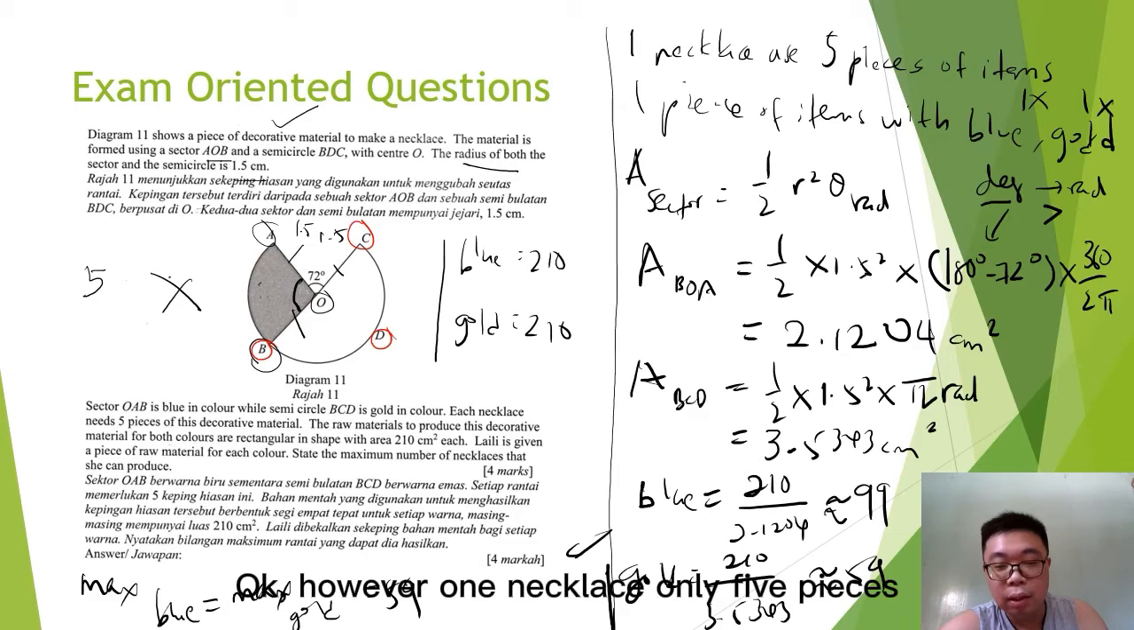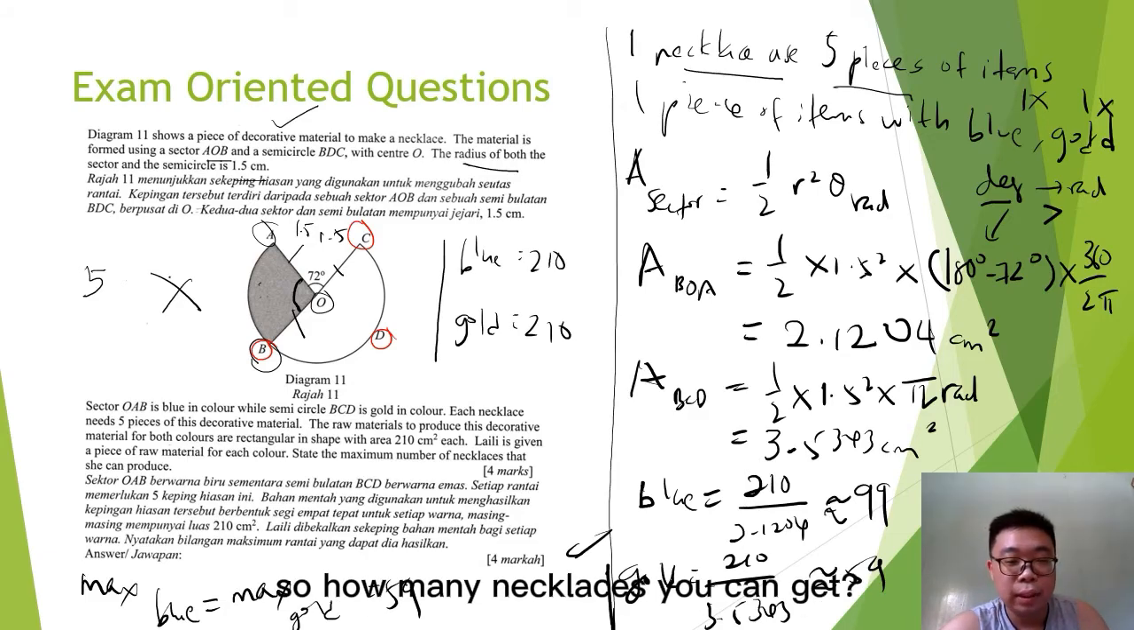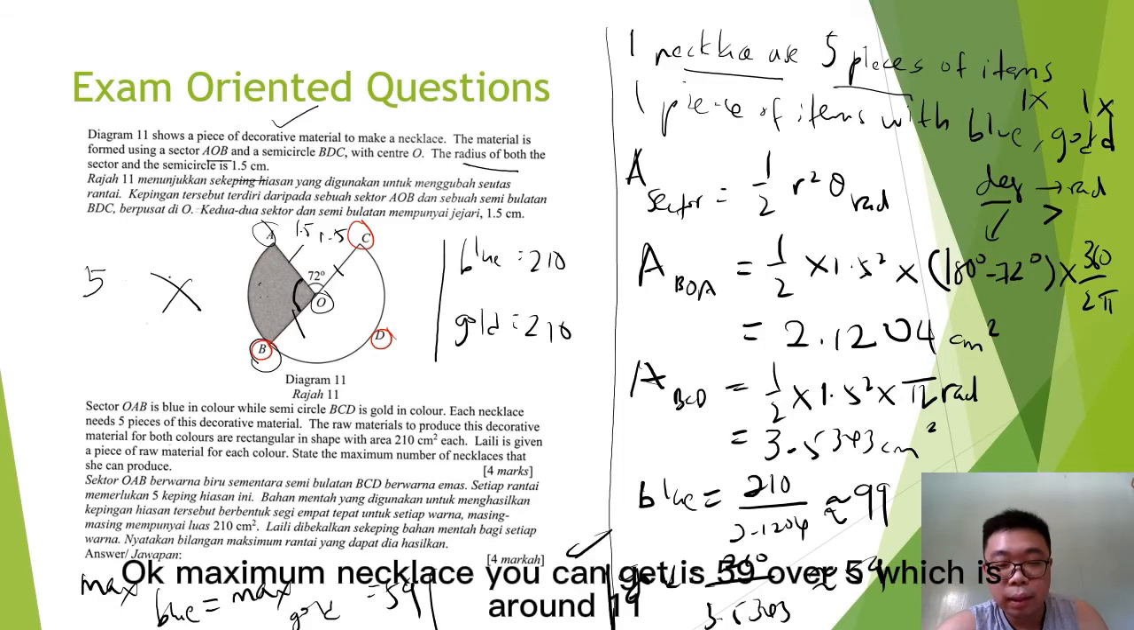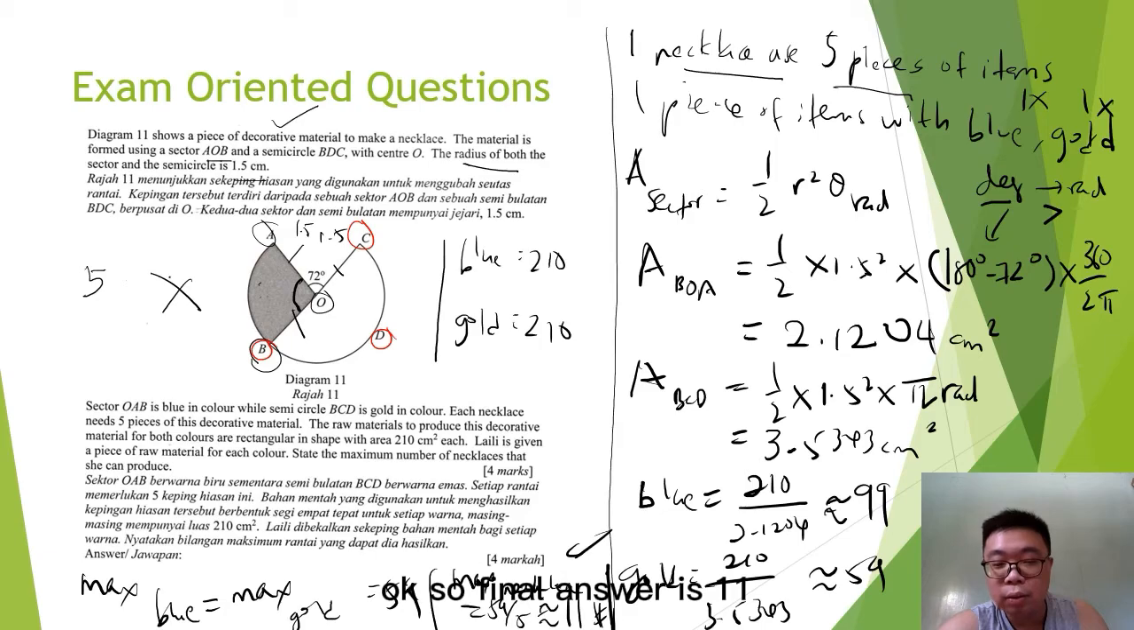Okay. However, one necklace only 5 pieces. So what? How many necklace you can get? Okay, maximum necklace you can get is 59 over 5, which is around 11. Okay, so final answer is 11.